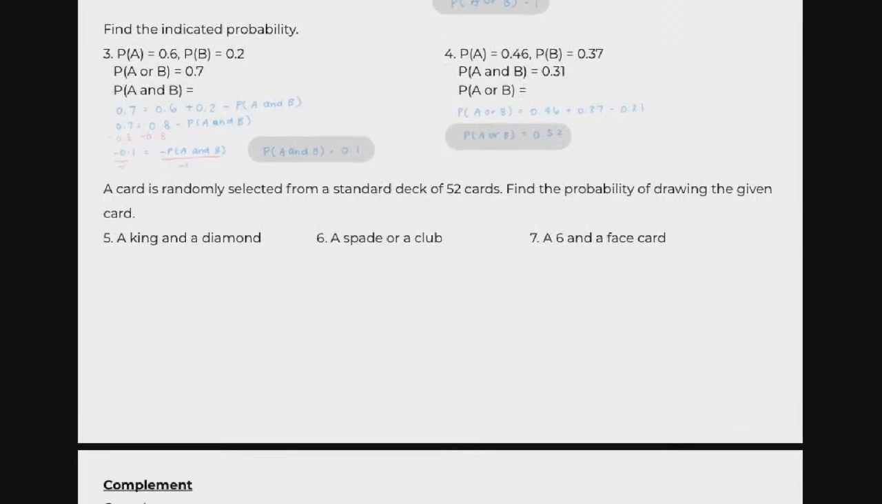Okay, next is about cards. A card is randomly selected from a standard deck of 52 cards. Find the probability of drawing the given card. So only one card is being drawn.